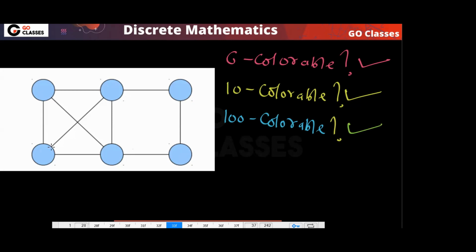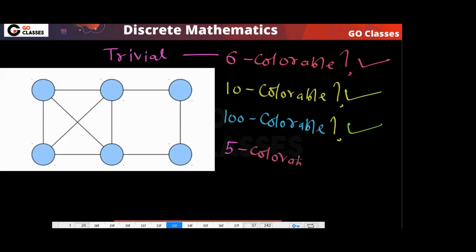Tell me one more thing. Let's see. Is this 5 colorable? So this is 6 colorable. This is trivial, right? 6 colorable is trivial because you can give different colors to every vertex.